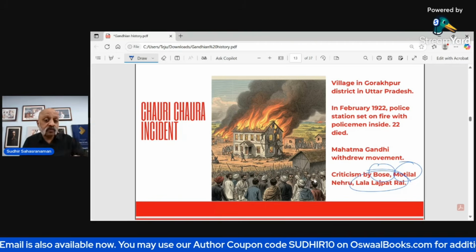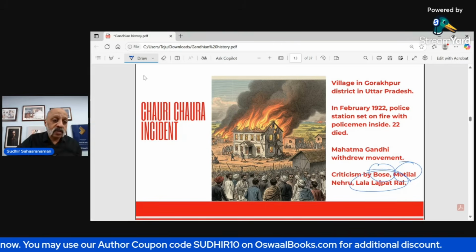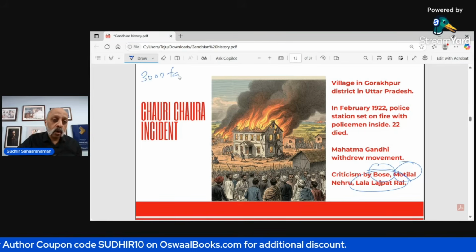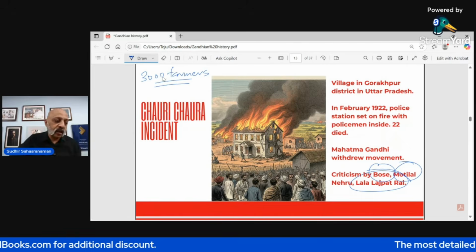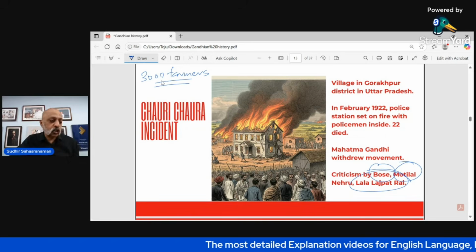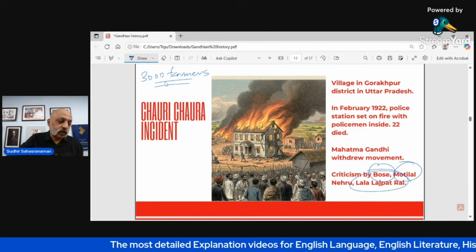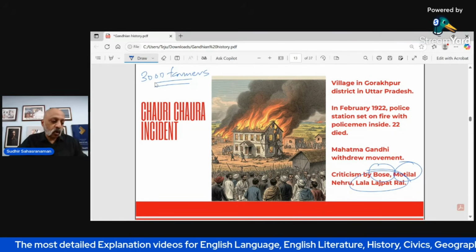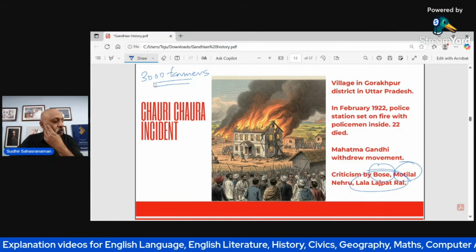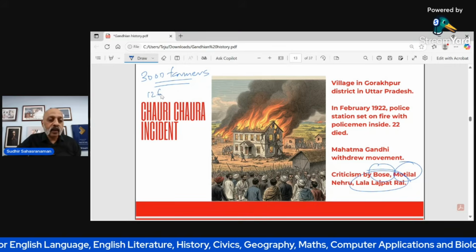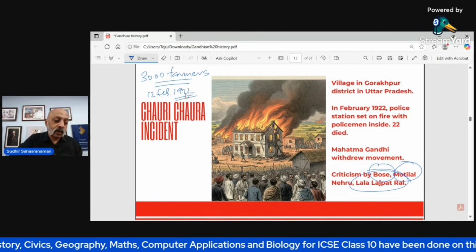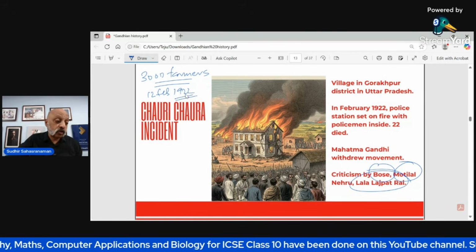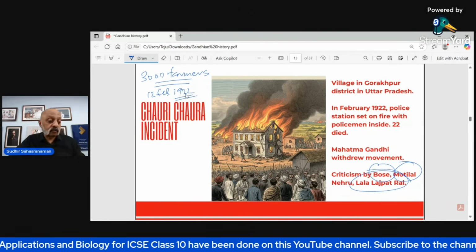So there were some 3,000 farmers who marched to Chauri Chaura because some of them had been taken into custody by the police there, or they had beaten up some volunteers who were protesting against a liquor shop in Chauri Chaura, and the police fired at the protesting farmers. So the police station was set on fire. Mahatma Gandhi withdrew the movement on the 12th of February 1922. Mahatma Gandhi was accused by the British of causing this tragedy and was sentenced to prison for 6 years.